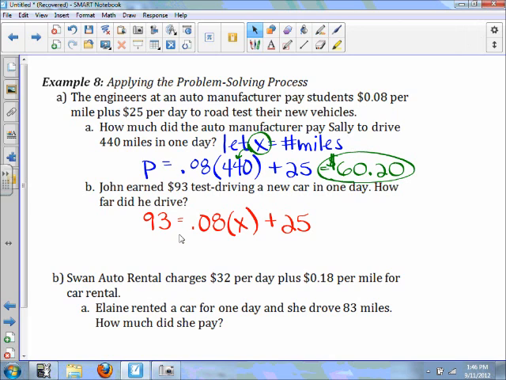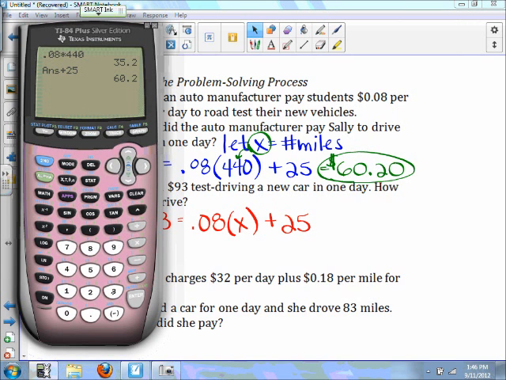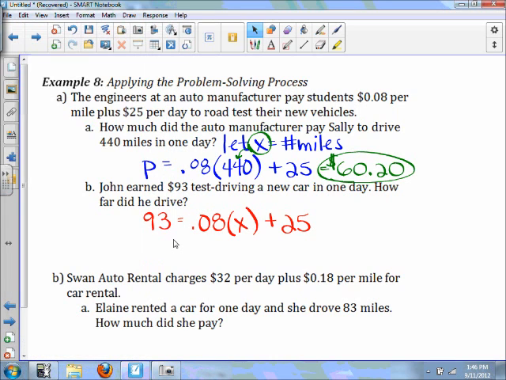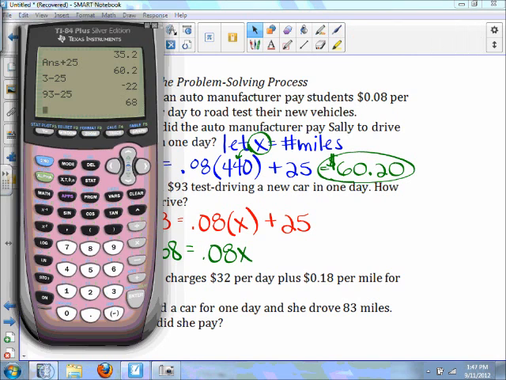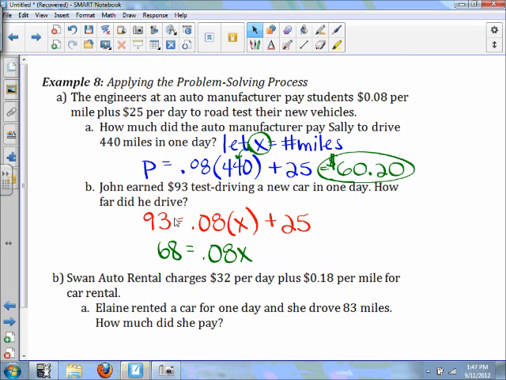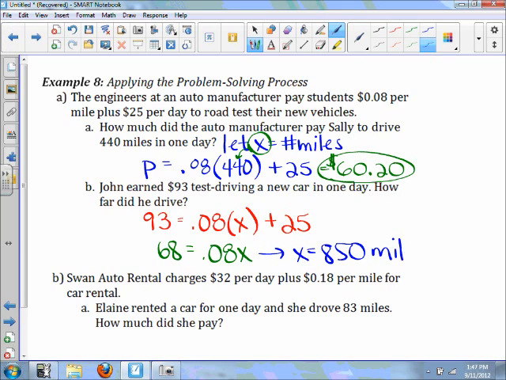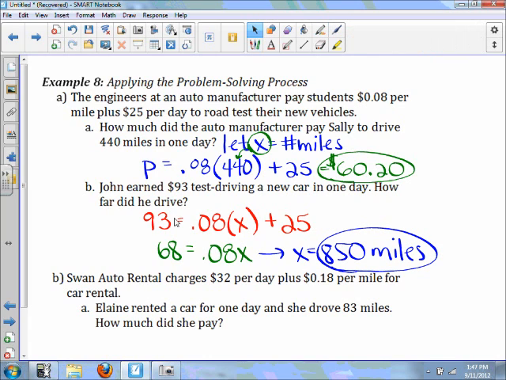Well, to solve this, we'll subtract 93 and 25. We'll get 68. Now to solve for x, we're going to divide that number by 0.08. He drove 850 miles. That's how far John drove.